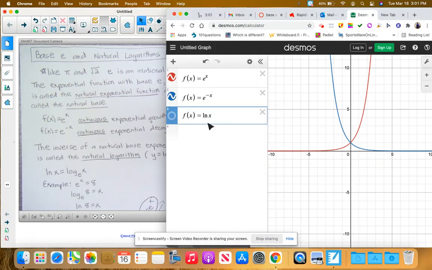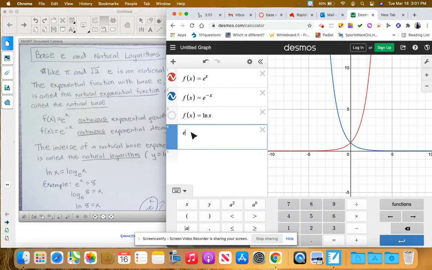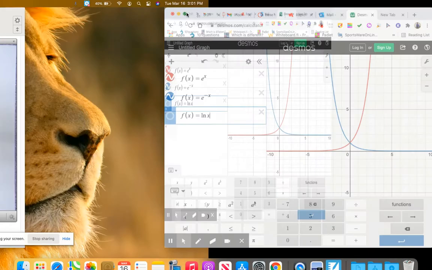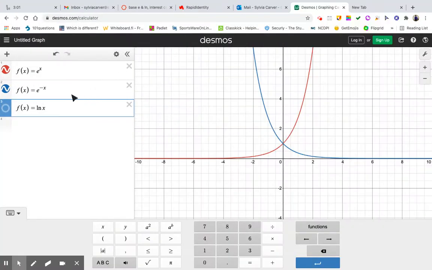If I just type e into Desmos, there it is right there. It's going to tell you the numeric value for e. e is an irrational number, so 2.718, etc., etc. Let's take a look at the graph. I've already graphed the continuous exponential growth, that would be the one in red. And I've already graphed the continuous exponential decay, that would be the one in blue.